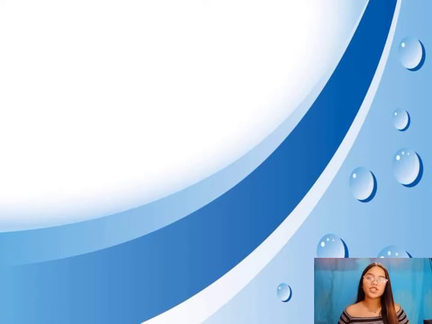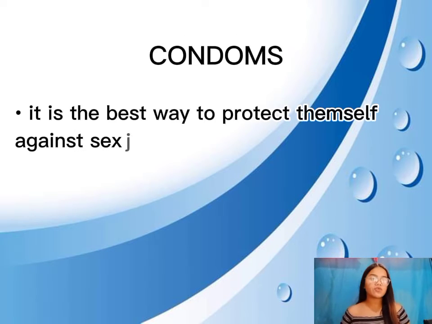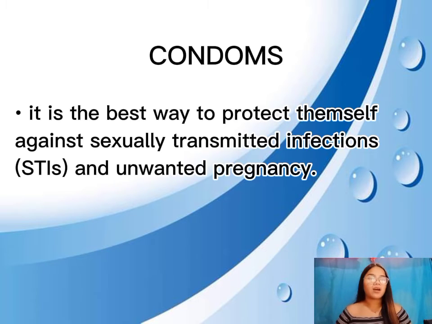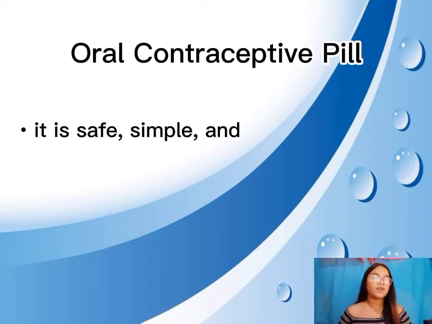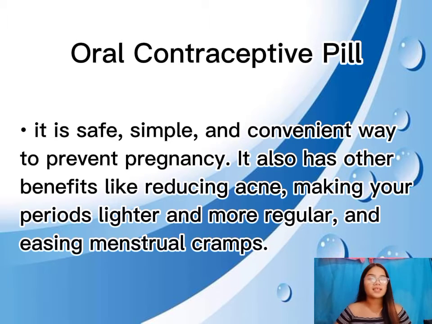The principles of patient selection for condoms are that it is the best way to protect yourself against sexually transmitted infections, STIs, and unwanted pregnancy. Condoms are a barrier contraceptive made from latex rubber, a synthetic rubber called polyisoprene, or a very thin plastic called polyurethane. For the oral contraceptive pill, it is a safe, simple, and convenient way to prevent pregnancy. It also has other benefits like reducing acne, making your periods lighter and more regular, and easing menstrual cramps.